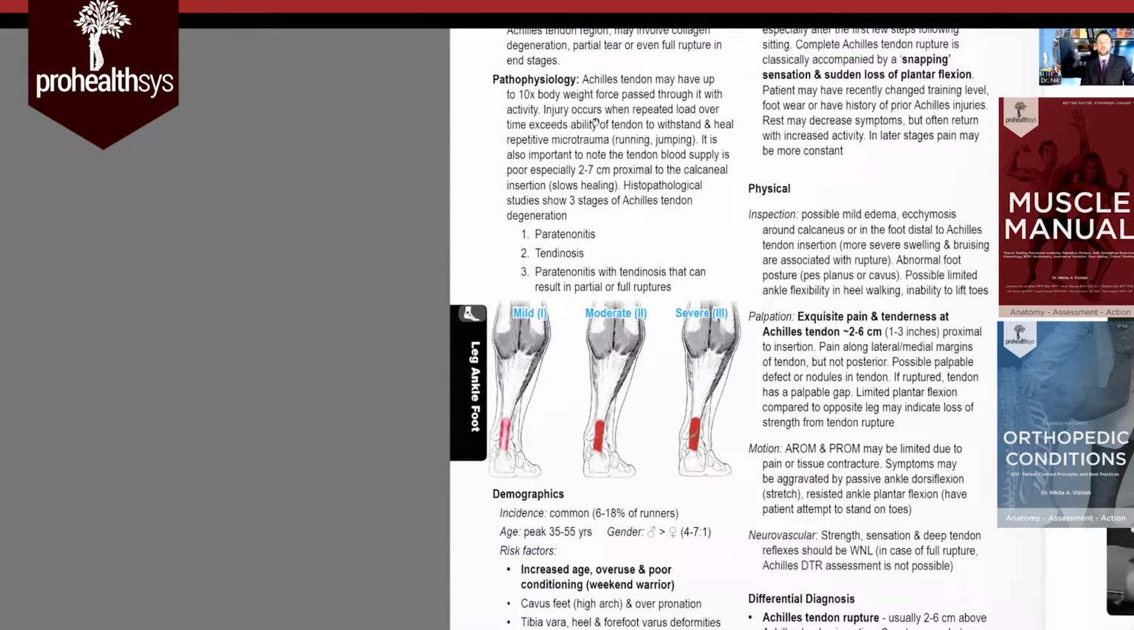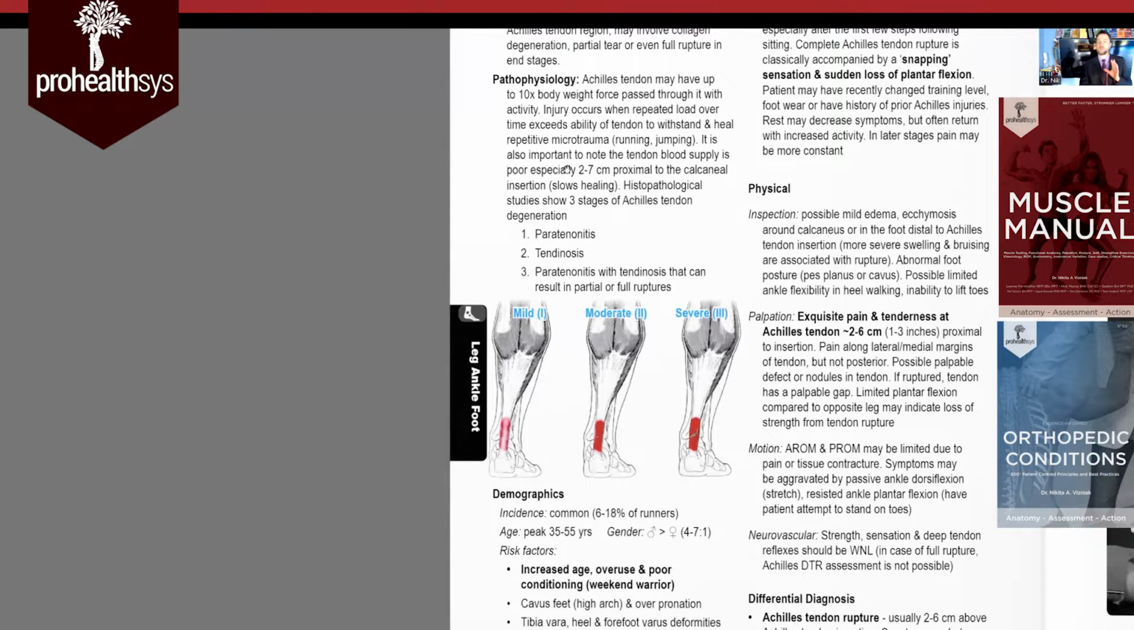Up to 10 times body weight forces pass through it with activity, and when you're lifting yourself off on one foot, that is that entire Achilles tendon taking that. Injury occurs when repeated load over time exceeds the tendon's ability to withstand it. So basically, it doesn't have time to adapt. It starts with micro trauma and repetitive tearing, which can also be secondary to deconditioning that takes place.